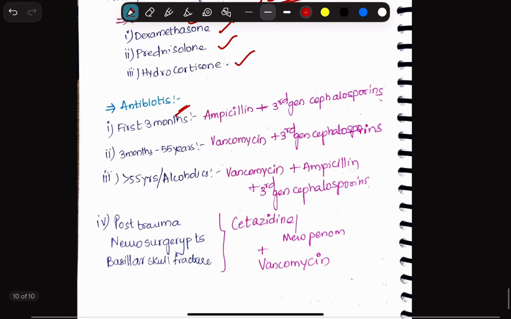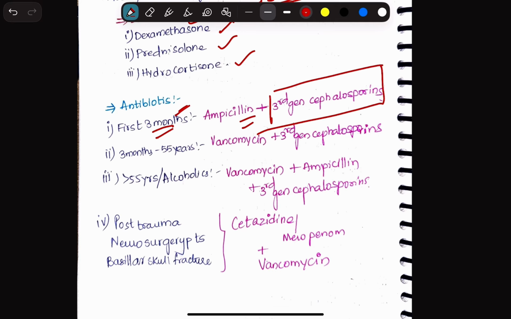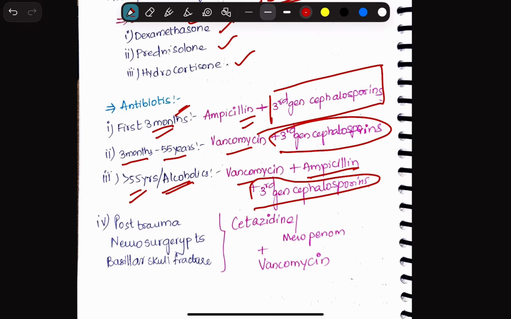If the child is less than 3 months of age, we choose ampicillin or a third generation cephalosporin, like ceftriaxone. If the age is between 3 months and 55 years, we choose vancomycin and third generation cephalosporins. If the person is greater than 55 years, or less than 55 years and an alcoholic, we choose vancomycin, ampicillin, and a third generation cephalosporin. So here we added ampicillin.